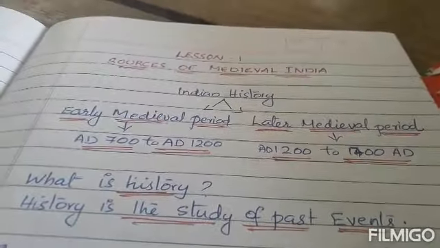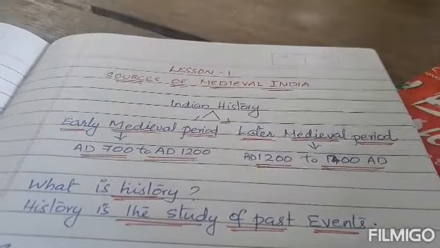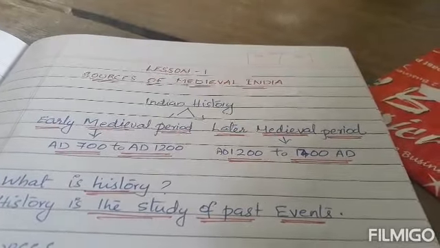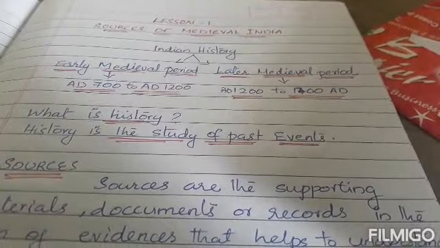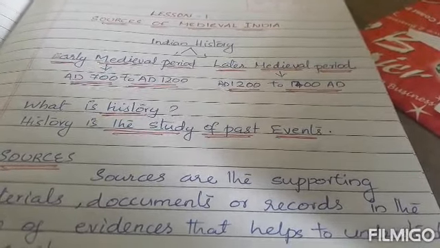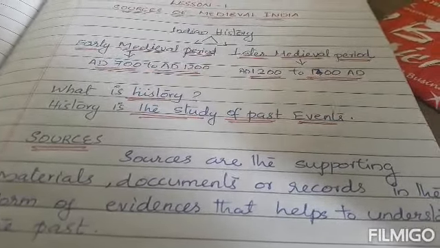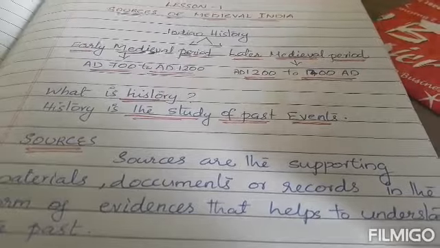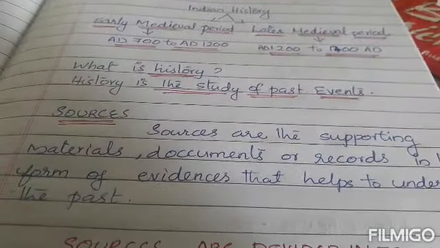First one, what is history? Write the question first, then write the sentence as the answer. What is history? History is the study of past events. Then, second one, what are sources? Sources are the supporting materials, documents or records in the form of evidences that help to understand the past.